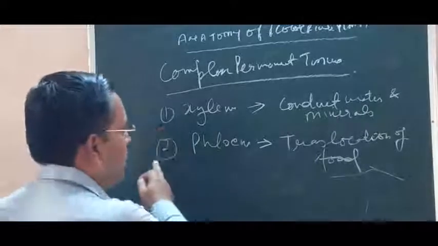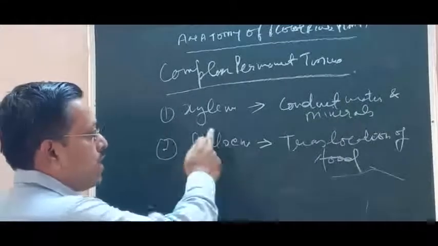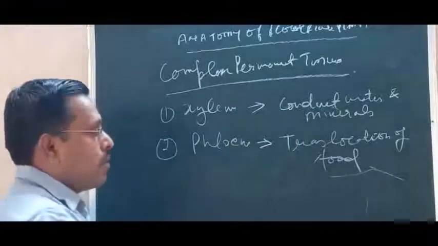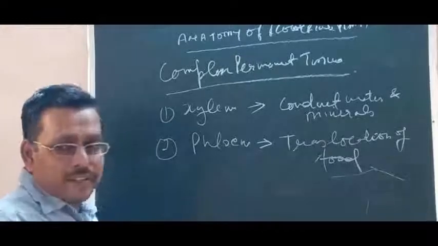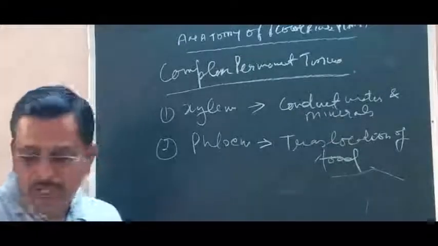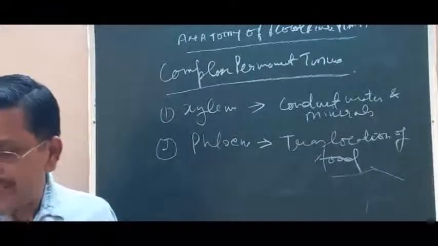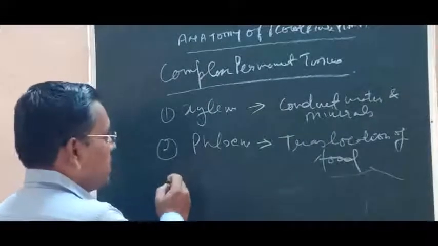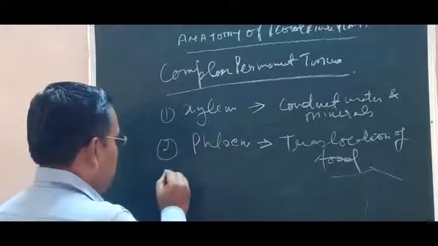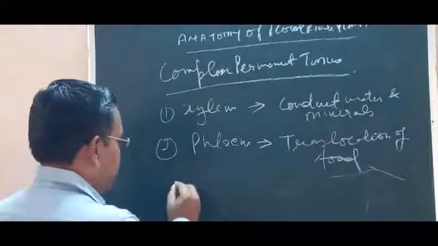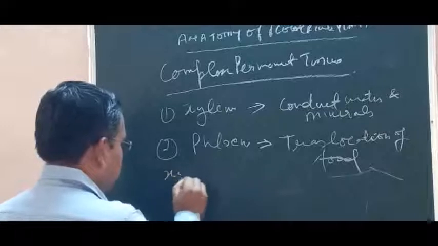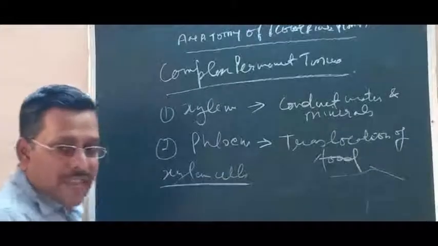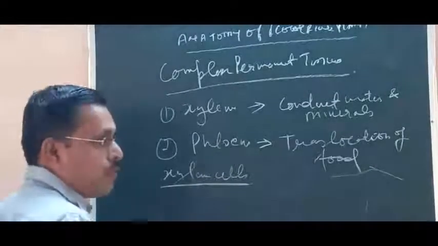So xylem and phloem are the complex permanent tissues. One is meant for conducting water and minerals, while the other is meant for translocation of food from one place to another of the plant where it is needed. Now when we talk about the anatomy of xylem, first of all, xylem is made up of four types of cells.